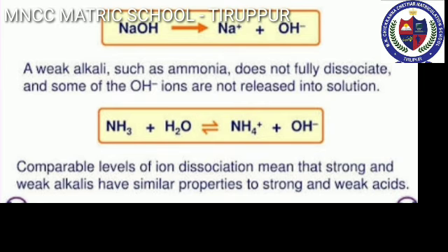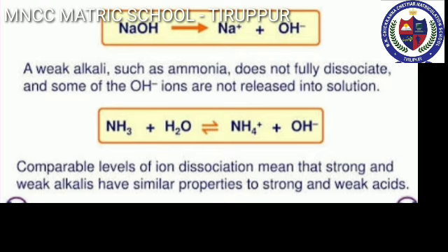Next we move to classification based on acidity. There are three types of acidity in the bases. First, monoacidic base, second, diacidic base, and third, triacidic base. A base that ionizes in water to give one hydroxide ion per molecule is called a monoacidic base. For example, sodium hydroxide.